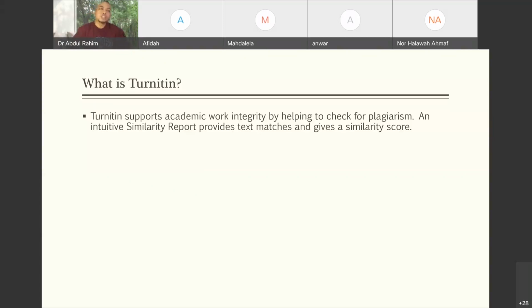Similar for the lecturer itself, when we want to submit our research paper, chapter in a book and so on, we have to go through this process of checking the similarity index.